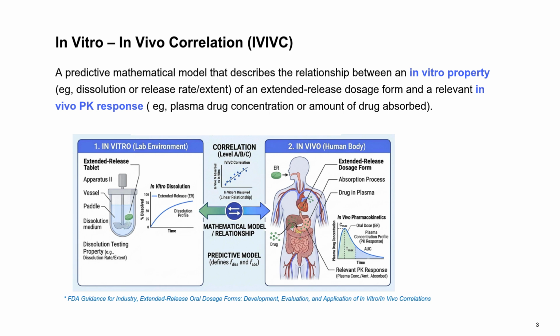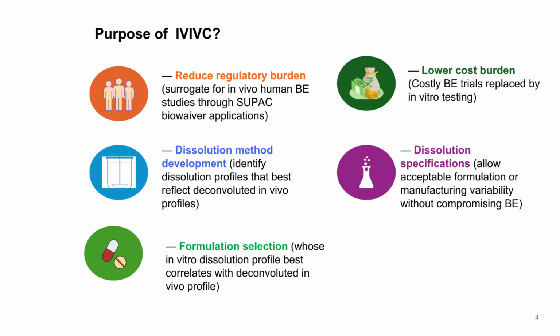Now, let's talk about why it actually matters. What's the real purpose behind establishing these correlations? A validated IVIVC reduces regulatory burden. It can serve as a surrogate for in vivo human bioequivalence studies through bio-waiver applications for certain SUPAC scale-up and post-approval manufacturing or formulation changes.